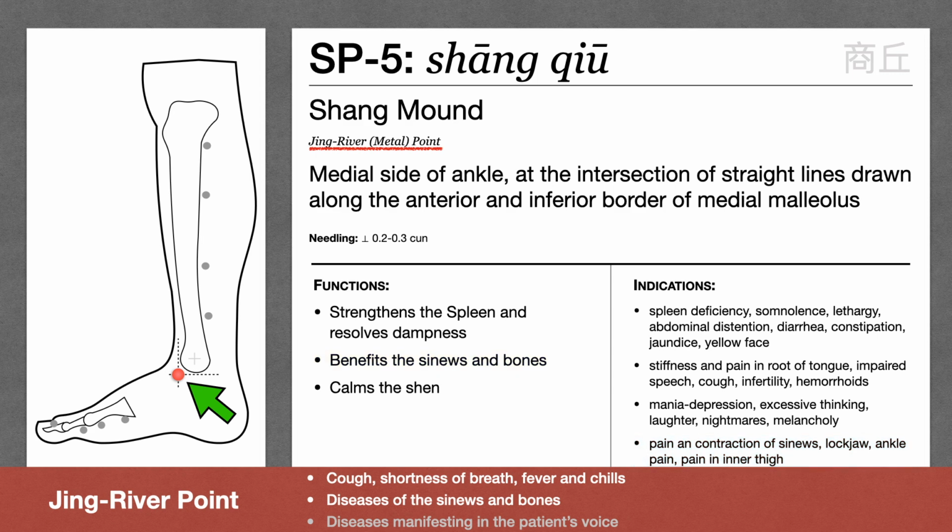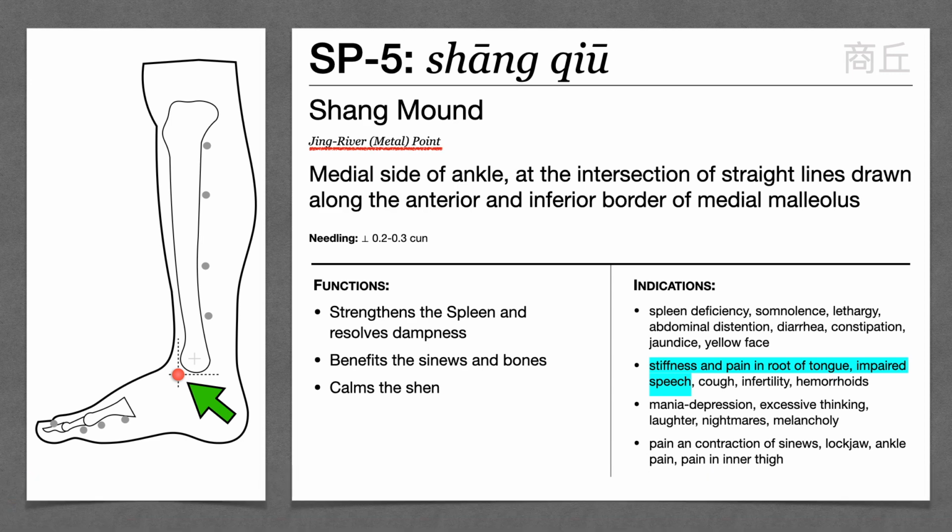And we also said that Jing River points are for diseases manifesting as a change in the patient's voice. And here we see stiffness and pain in the root of the tongue and impaired speech. Remember, both the spleen primary channel and the spleen divergent channel go to the tongue.